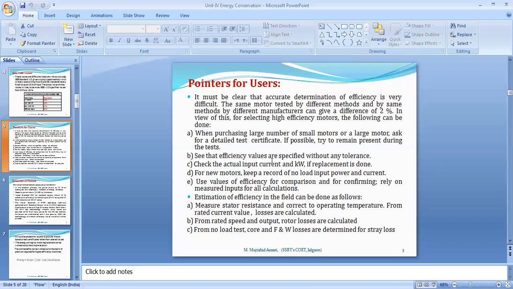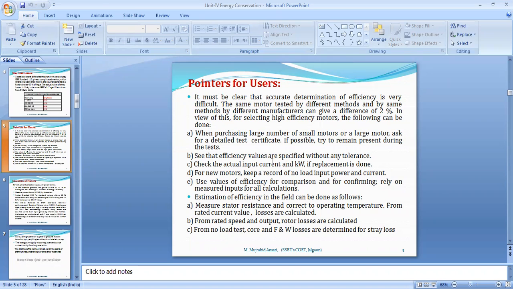Okay. So therefore the measured data is more important as compared to the calculated data. In calculation, we are ignoring the temperature. Definitely the losses computed will be smaller than the actual value. From the rated speed and output, rotor losses can be calculated. Definitely we can. From the load test, the core loss and stray losses can be calculated.